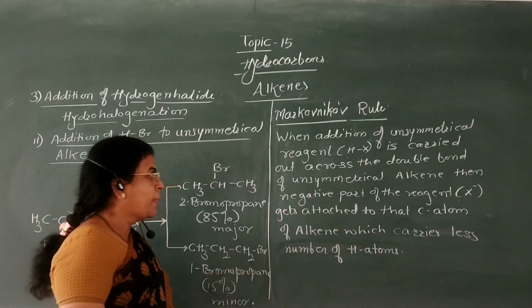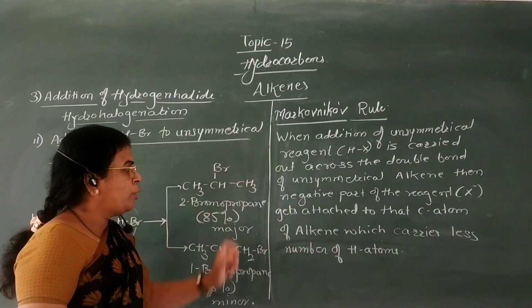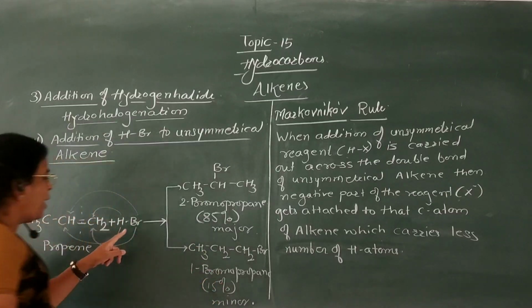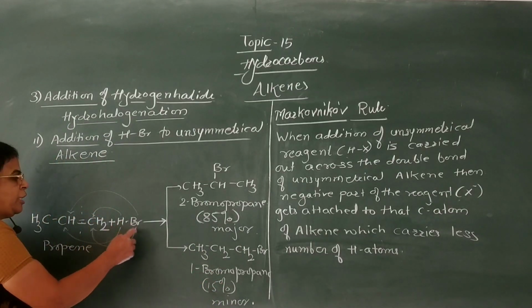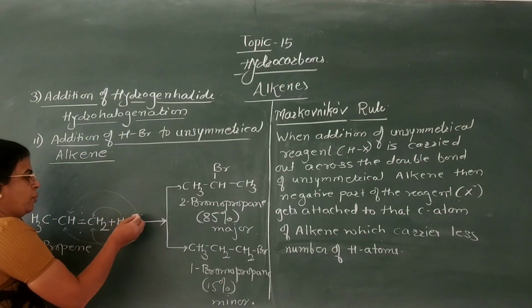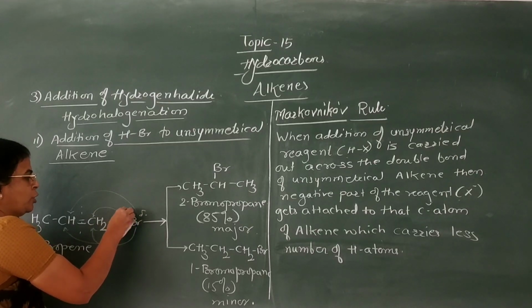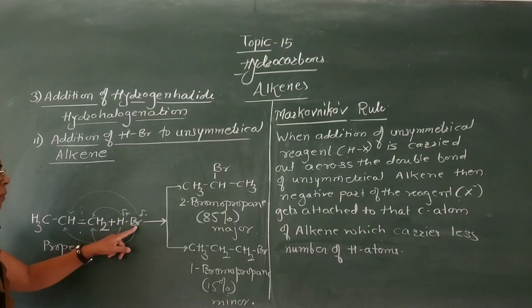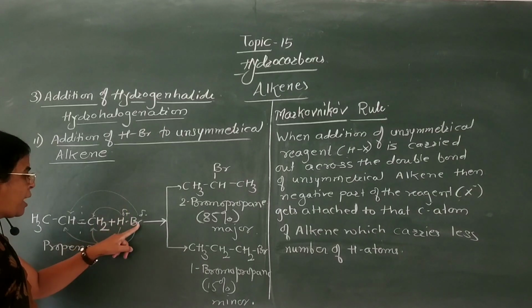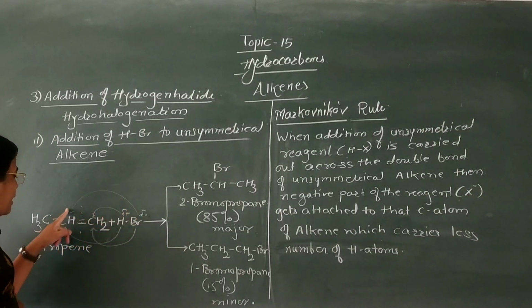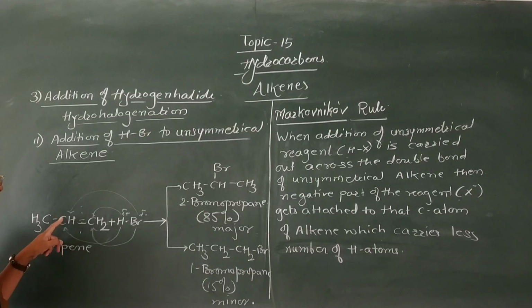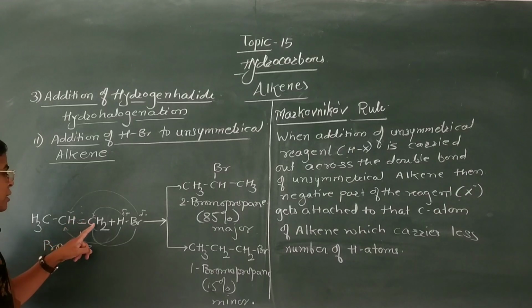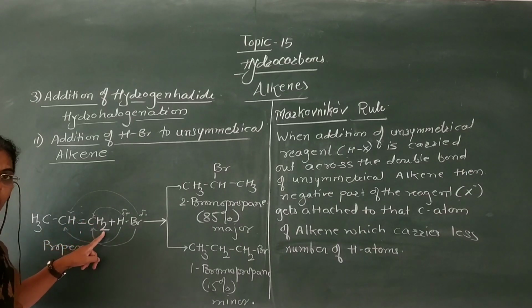Now look here, according to Markovnikov's rule, the negative part of the reagent. Now here in HBr, Br is negative and hydrogen is positively charged. Then the negative part of the reagent, that is Br minus, gets attached to that carbon atom which has fewer hydrogen atoms. Now this carbon atom carries fewer hydrogen atoms. This carbon atom carries more hydrogen atoms.